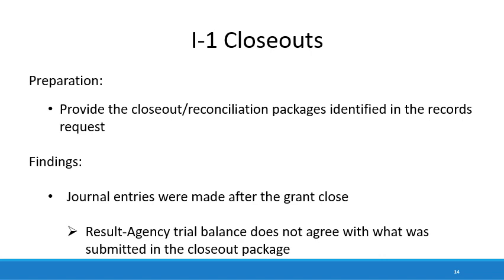We ask that you send us the closeout/reconciliation packages for the grants identified on the records request. Secondly, the records request will also ask you to send a current trial balance for each one of the funds identified in the request. What we find sometimes is that journal entries were made after the grant was closed, and the result is that your trial balance does not agree with what was submitted in your closeout or reconciliation package.